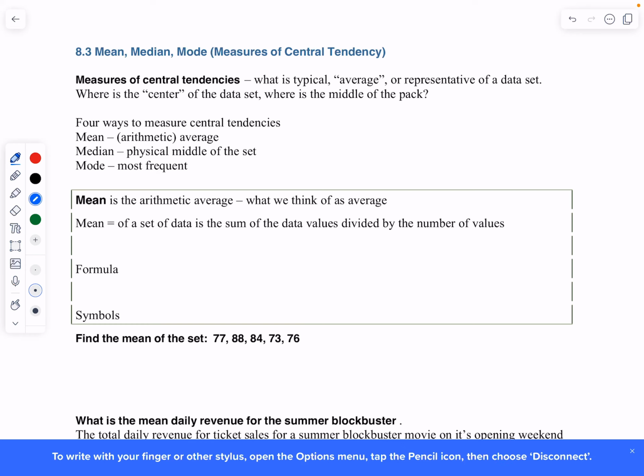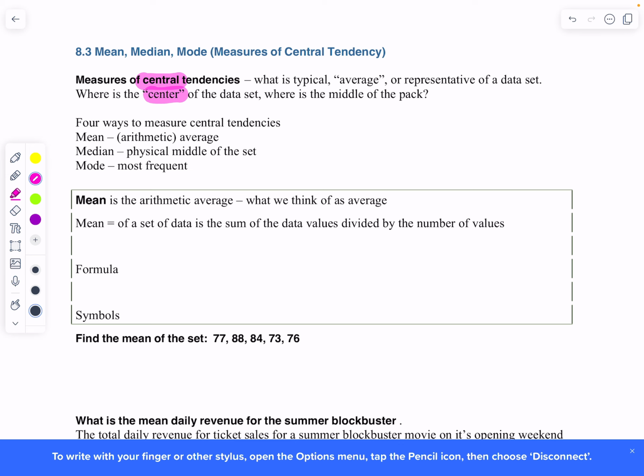This is section 8.3, covering central tendencies. In particular, we're looking at the mean, the median, and the mode. So, measures of central tendency, the key word here is central, or center. We're looking at the center of the data. So basically, we're going to be asking questions like, what is typical? What's the average? Or representative of the data? Where is the center of the data, where's the middle of the pack? So central tendencies cover mean, median, and mode.